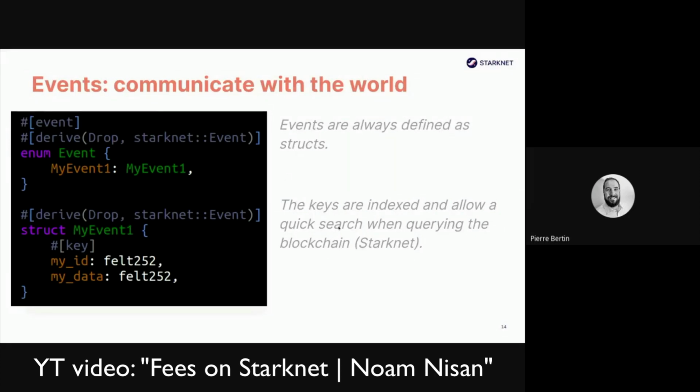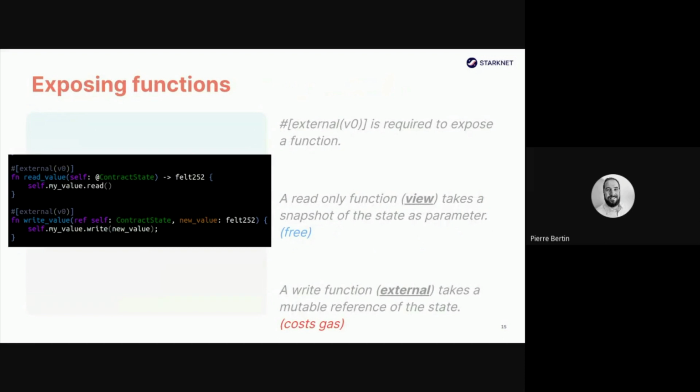Okay, so to follow, then we have functions. So here is the most important part of our contract: we want to be able to interact with this contract. To expose a function, we can do it this way, which is pretty simple. What we have here is an external macro, so an attribute. This will expose the function when the contract is deployed on Starknet.